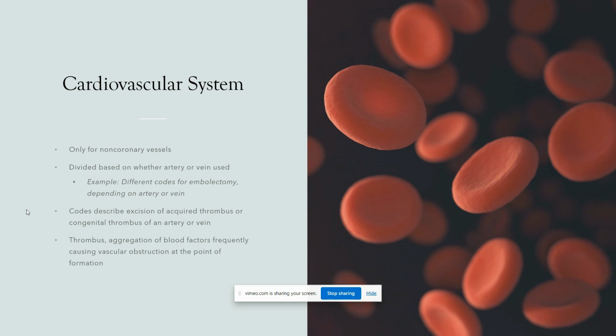Codes describe excision of an acquired thrombus or congenital thrombus of an artery or vein, so pay attention to whether it's acquired or congenital. A thrombus is an aggregation of blood factors, and it causes vascular obstruction at the point where it's formed. Wherever that's formed, it causes that obstruction.